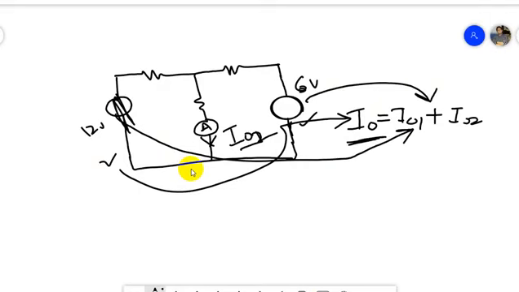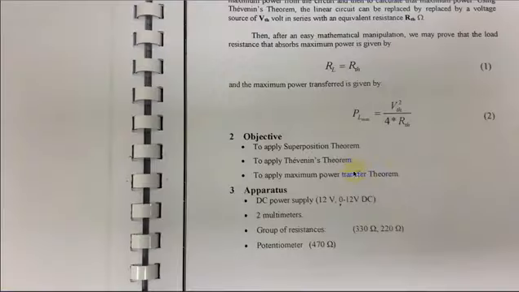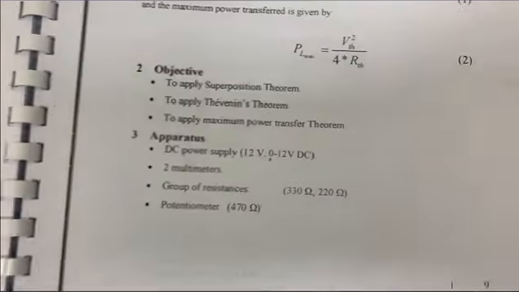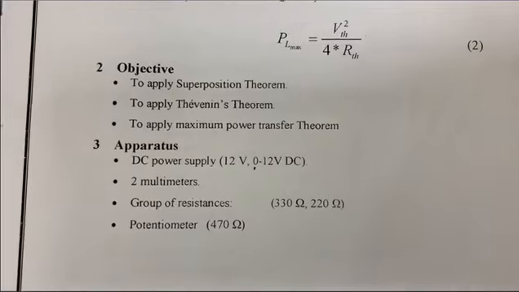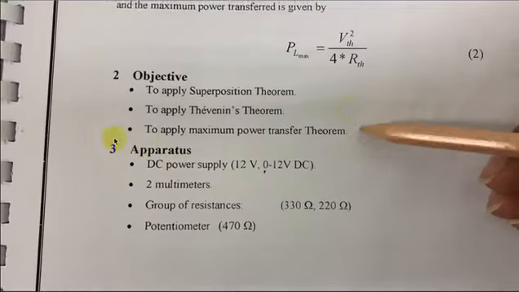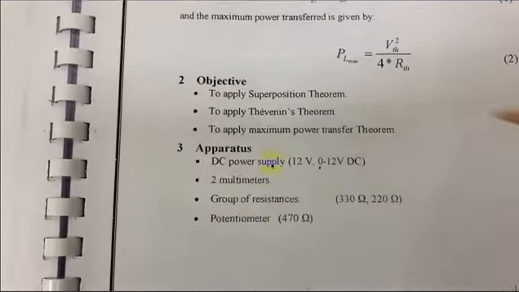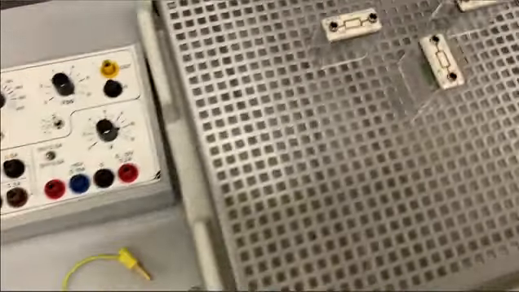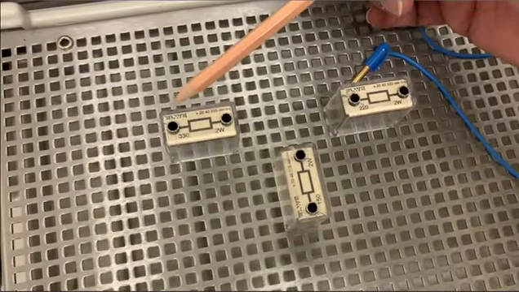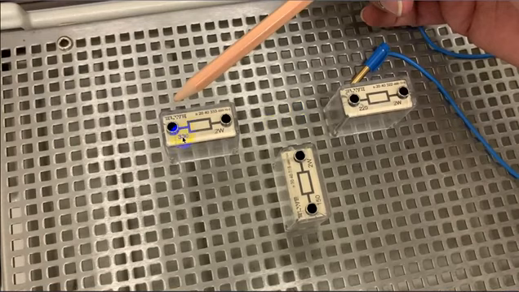Let us solve the experiment. So these are the apparatus. We need 330 ohm, 220 ohm and 150 ohm resistances. 150 ohm is the load.